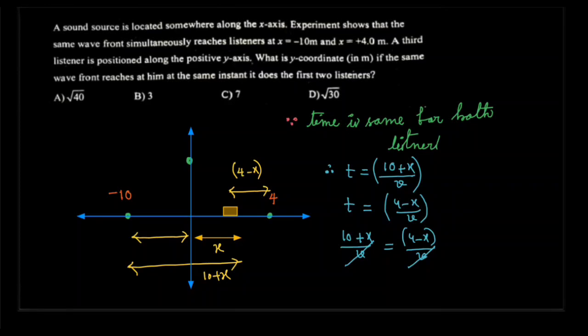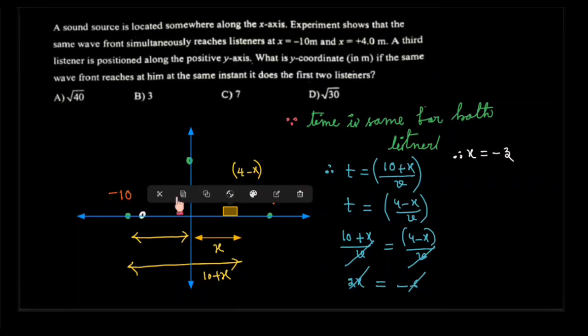So 2x will be equal to -6. Therefore x is equal to -3. That x is equal to -3, so this is somewhere here. Therefore the detector is not here, it is here. The detector is here. Clear? Now what to do?